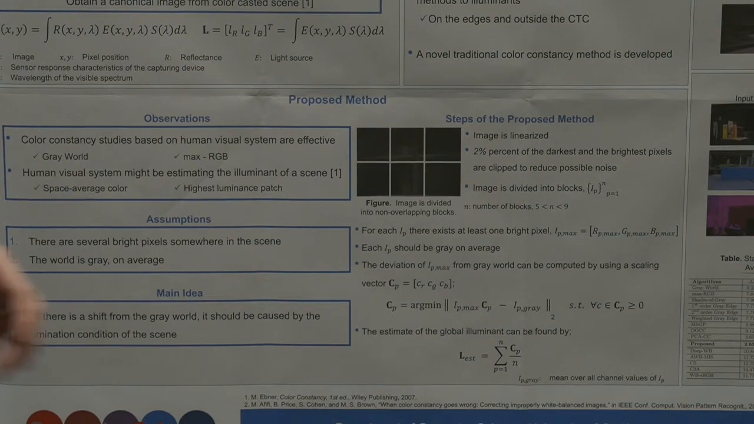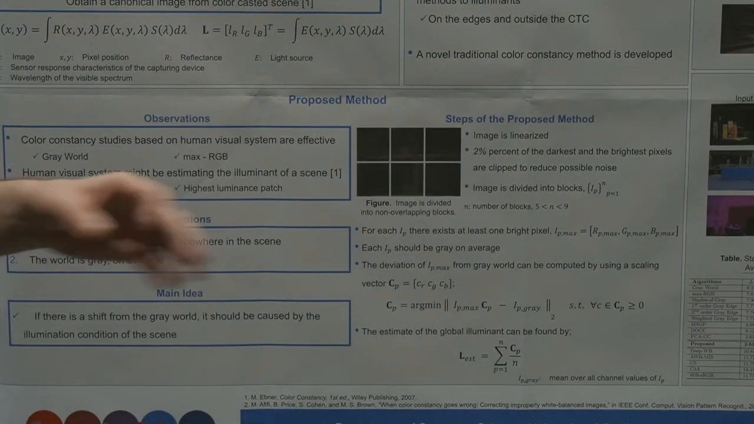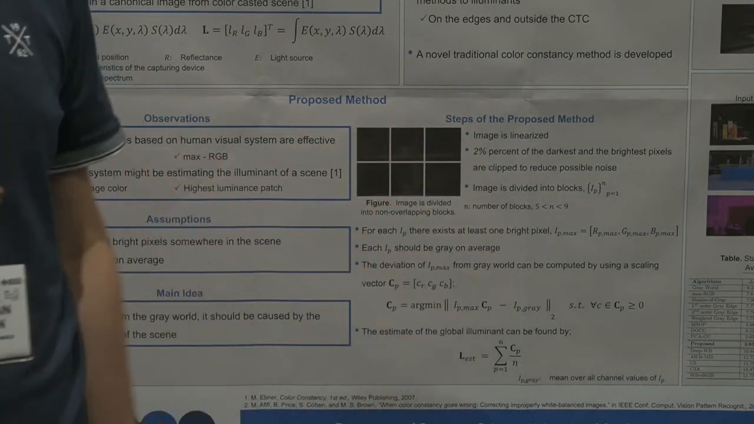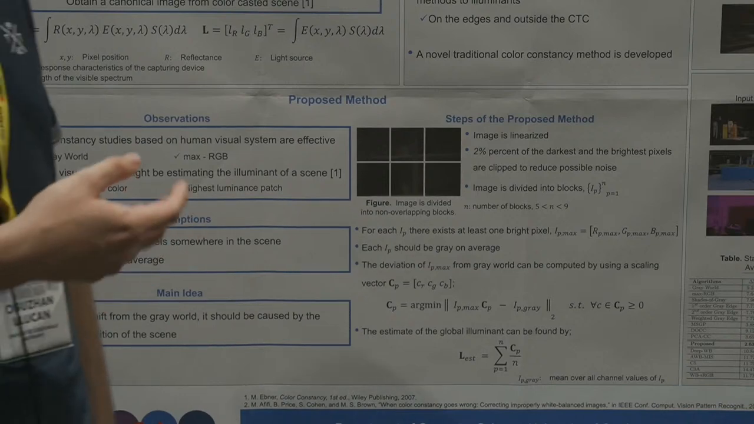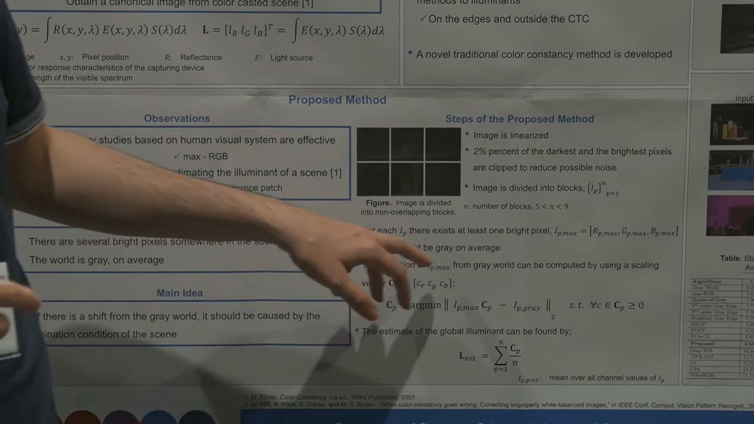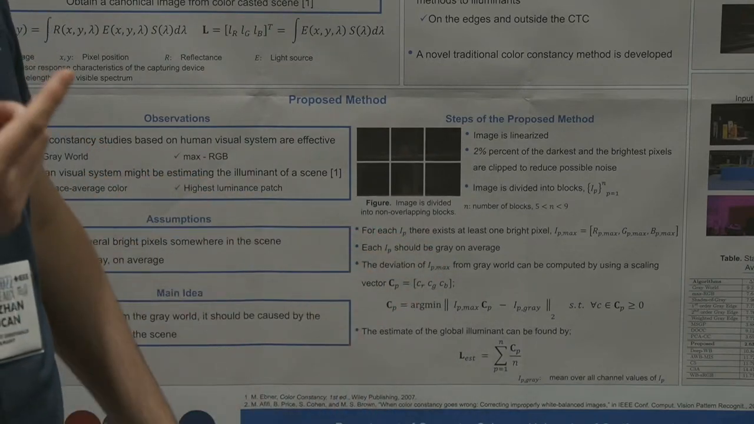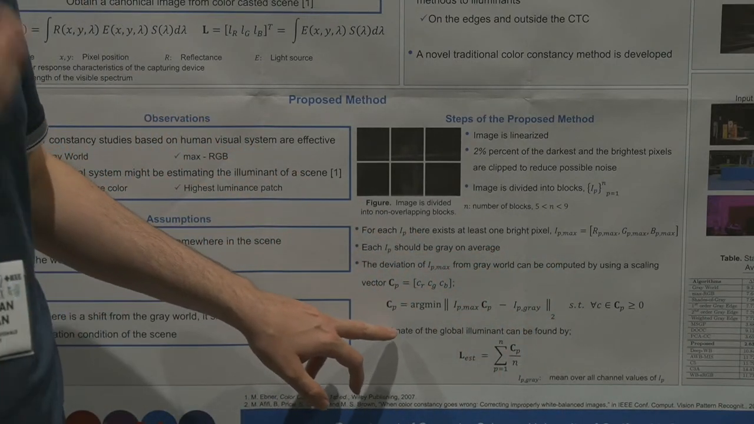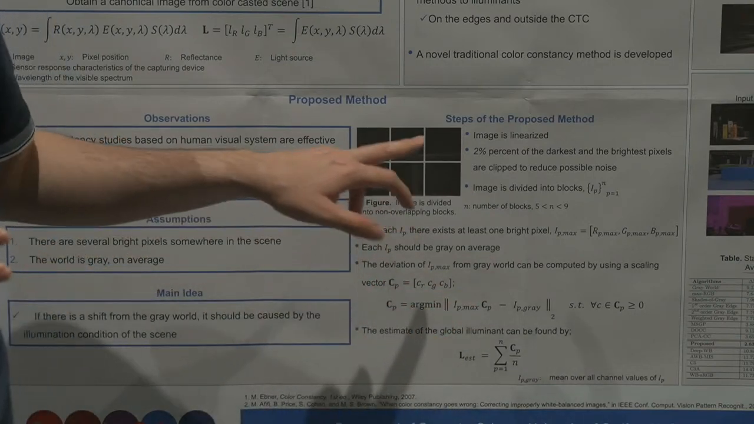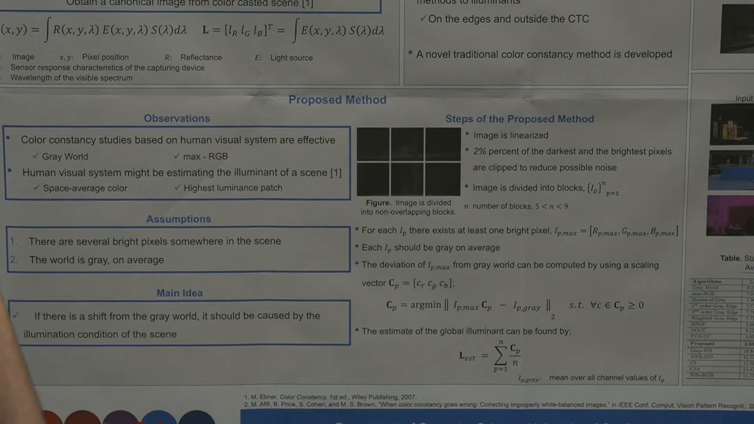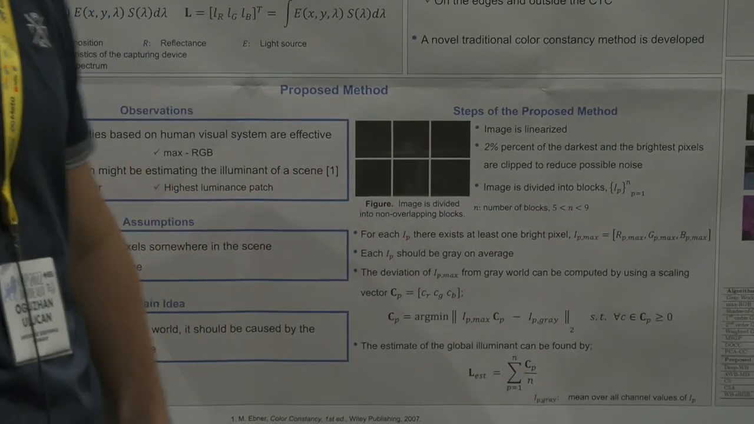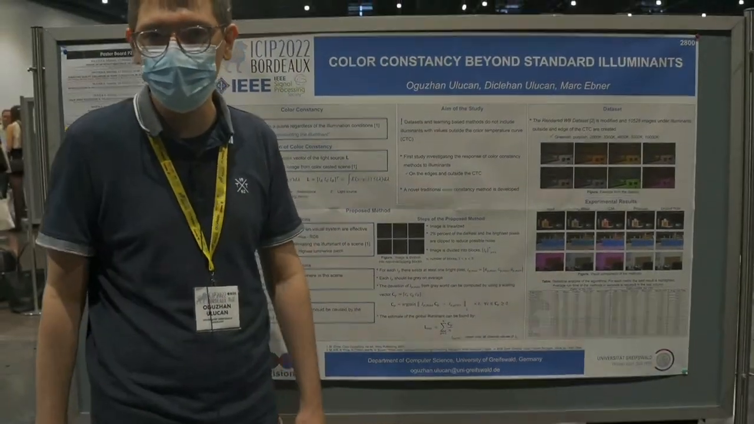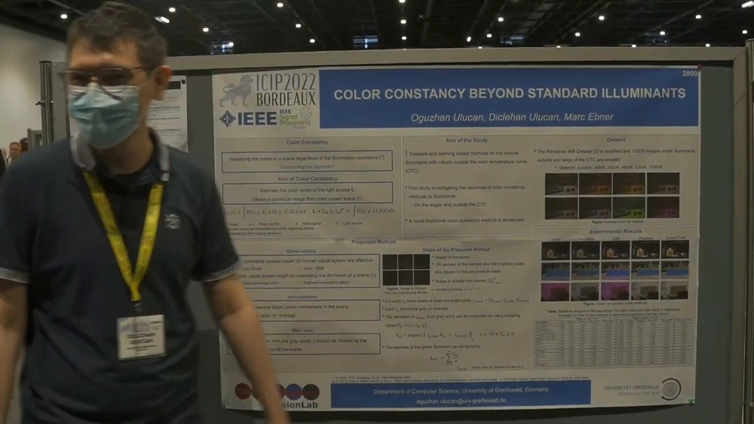So we take the input image and we divide it into non-overlapping blocks. Then for each block, we look for the bright pixel, which can be easily found by taking the maximum response of that block. Then we calculate a gray value, which is a scalar value, and we look at the deviation from that gray value by solving this optimization problem. And then we estimate the global illumination by taking the mean of each estimate. We want to further modify our algorithm since its performance is state of the art, and we want to extend it further for multi-illuminant scenes. So, thank you.